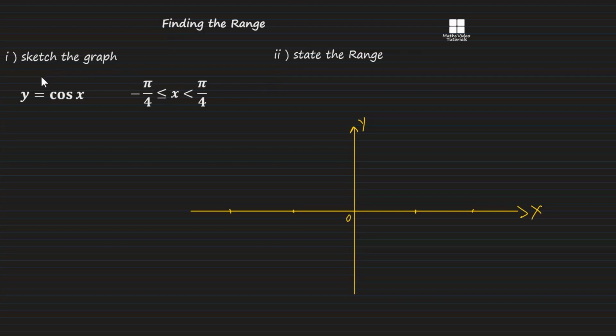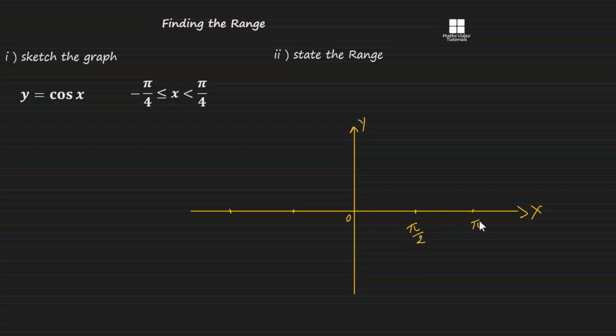We're going to do a cosine function. We are going to sketch a cosine function. The interval is between minus pi over 4 and positive pi over 4. And for the purpose of this exercise, and just to get extra practice, we're going to sketch it between minus pi and positive pi. So we're going to do pi over 2 here.